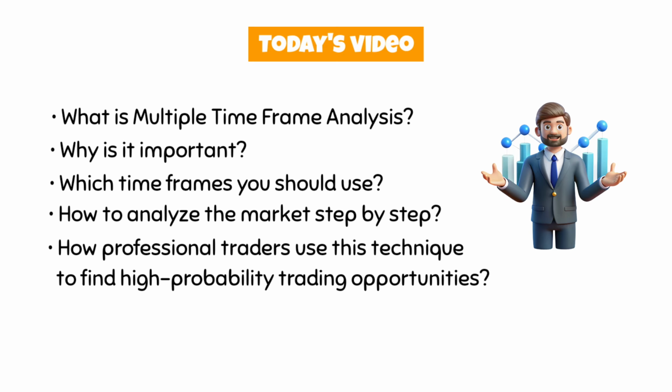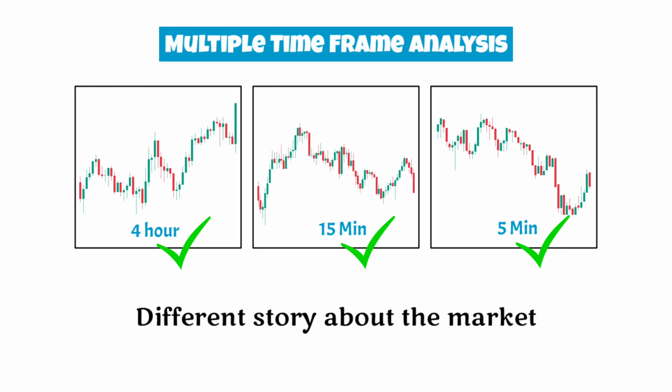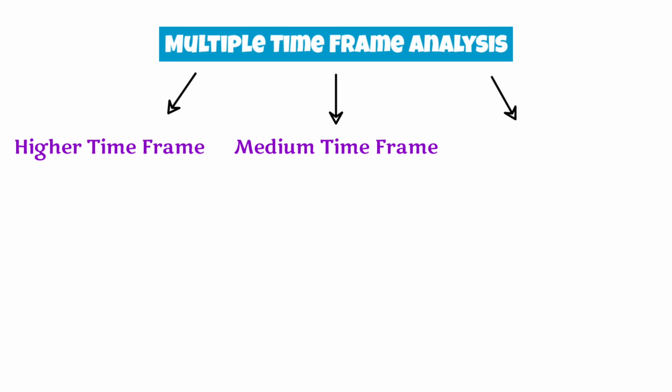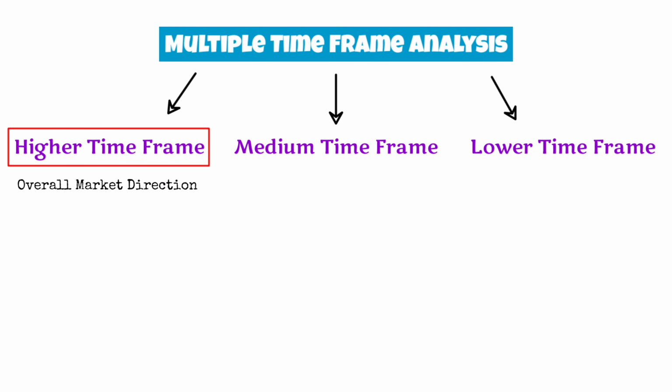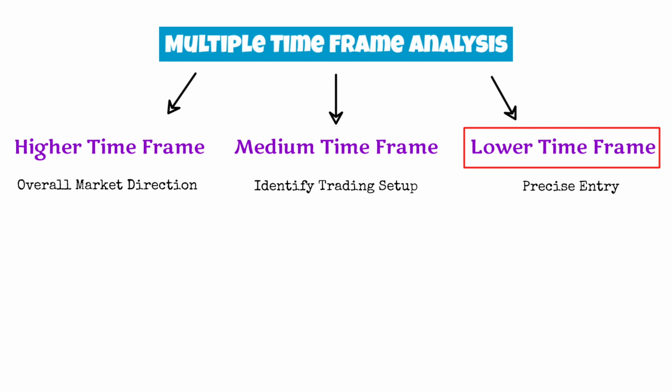So, let's first understand what multiple time frame analysis actually is. In simple words, multiple time frame analysis means analyzing the same market on different time frames instead of relying on just one. This is important because every time frame tells a different story about the market. There are mainly three types of time frames: the higher time frame, the medium time frame, and the lower time frame. The higher time frame shows the overall market direction, the medium time frame helps you identify a trading setup, and the lower time frame gives you a precise entry.